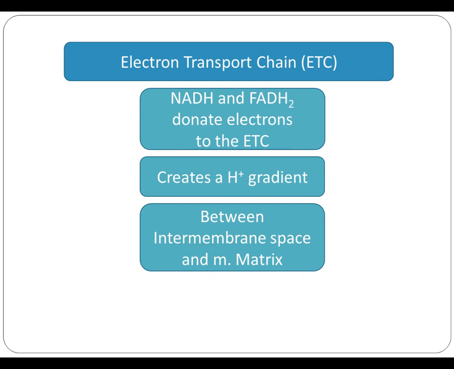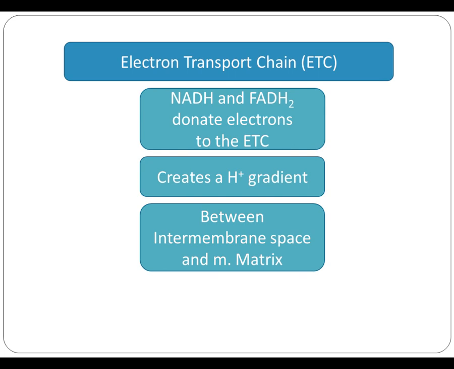So I'll repeat it, the whole point of creating a gradient is to transfer electrons. The electrons are used to create the gradient, so what's the point of creating a hydrogen ion gradient? We mentioned it a minute ago, I just want to repeat it. To use ATP synthase to make ATP. We're going to create a gradient to use it.